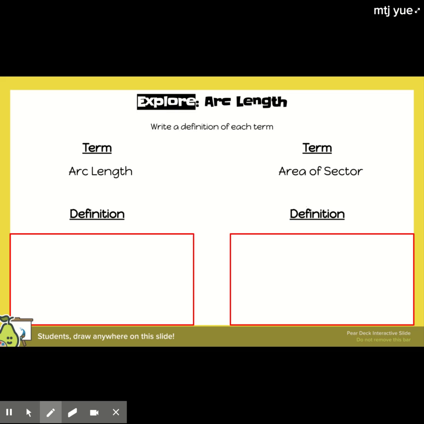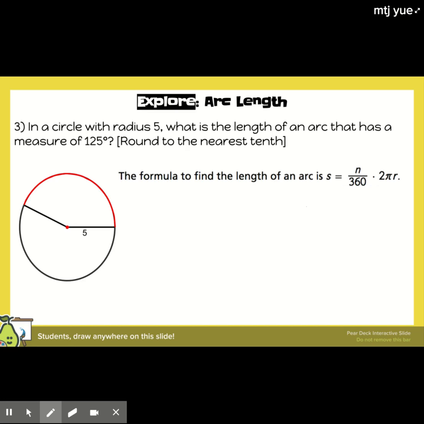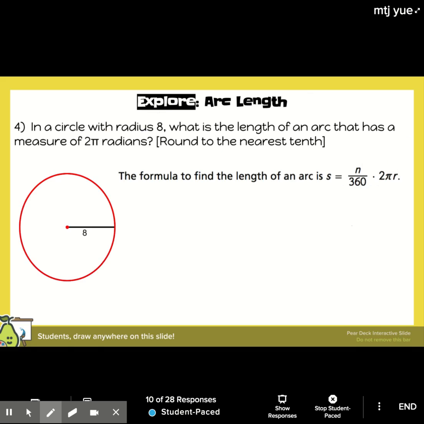Arc length and area of a sector. Again, the definition is in our circle definitions slide in Google Classroom. Now, how to find this? You would simply just use the equation. The equation is written for you right here. And you just want to substitute. Degree measure is N. The radius goes for R. And then you just simplify and leave it in terms of pi.